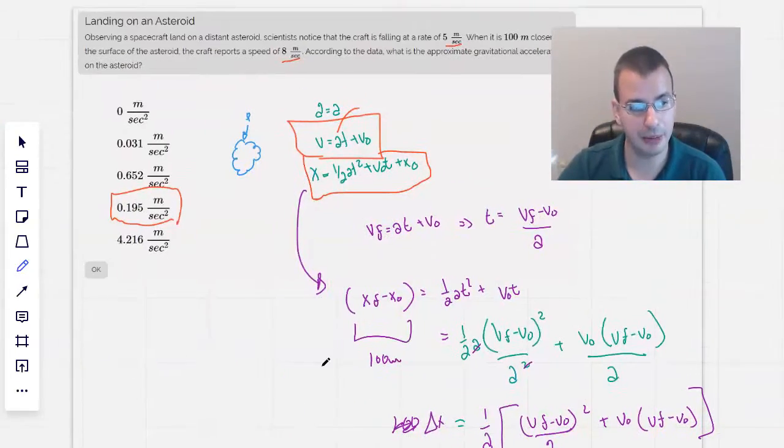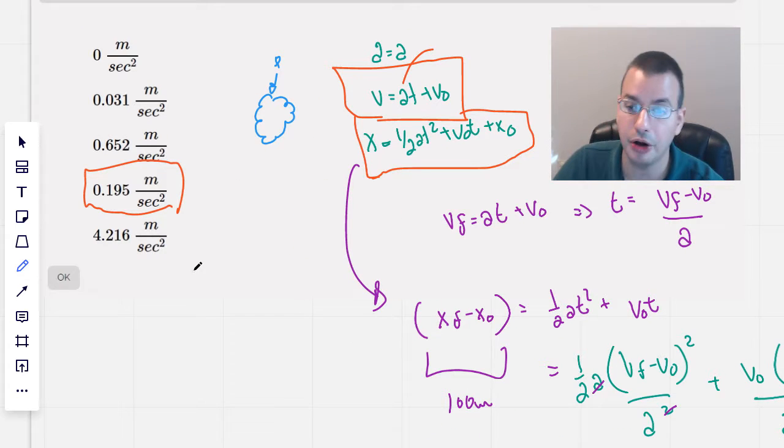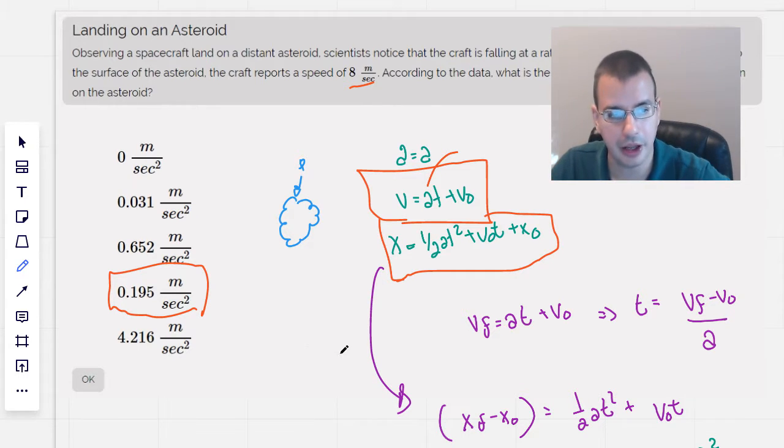And if you do a good job showing your work, you can go back and find your mistake if it's not one of the possible answers. So I hope that helped. It makes sense that this is a small number, smaller than Earth, since it's generally assumed that asteroids are smaller than Earth.